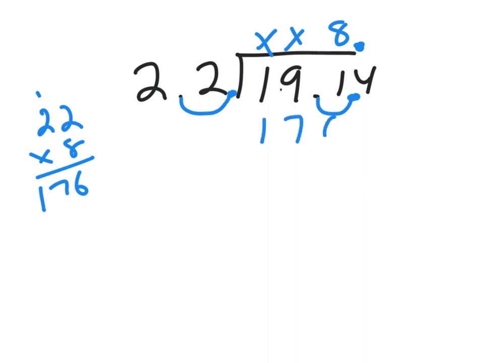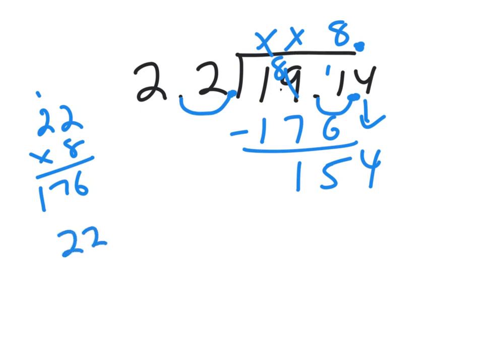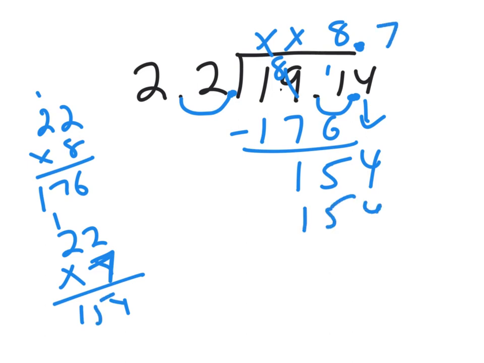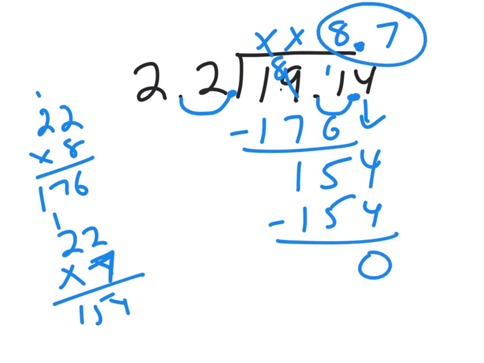176. Subtract. Got to borrow. 9, 2, and 8. 1 minus 6 is 5. 8 minus 7 is 1. 15 is less than 22. Bring down the 4. 22 goes into 154. Well, it goes into 176 8 times. Let's try 22 times 7. Let's see what that gets us. 14, 15, 154. 22 times 7 is 154. Subtract to get 0. My answer is 8 and 7/10.